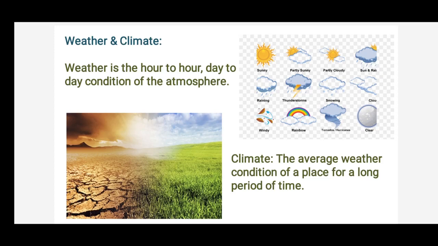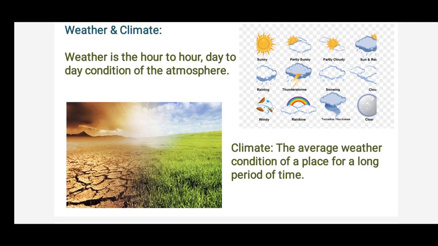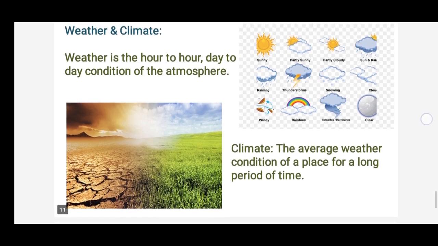You can see some of the weather conditions over here, children. Bright sunshine, partly sunny or cloudy, rainy, windy, thunderstorms, rainbow. Different kinds of weather phenomena you can see here. Next comes climate. What is climate, children? The average weather condition of a place for a long period of time. If you want to find out the climate of any country, you need to observe the climatic conditions of the country for a long period of time, that is 30 years. Then only you can say that the country has such and such type of climate. For example, after observing for 30 long years, they have concluded that India has a monsoon type of climate.